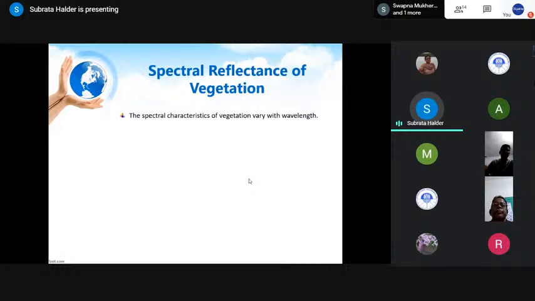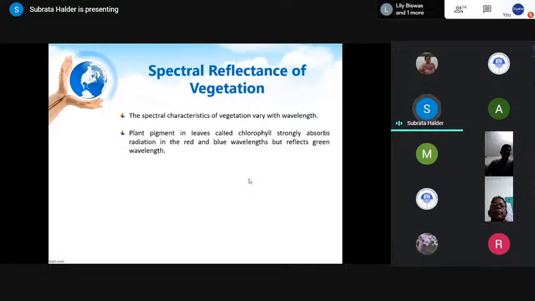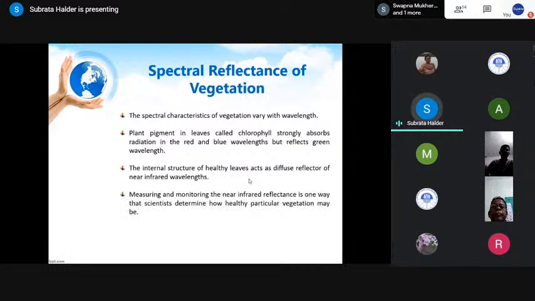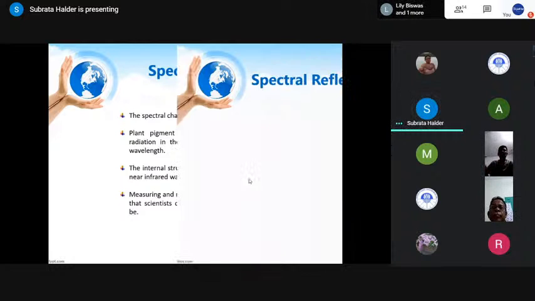Spectral reflectance of vegetation. The spectral characteristics of vegetation vary with wavelength. Plant pigment in leaves called chlorophyll strongly absorbs radiation in the red and blue wavelengths but reflects green wavelengths. The internal structure of healthy leaves acts as a diffuse reflector of near infrared wavelengths. Measuring and monitoring the near infrared reflectance is one way that scientists determine how healthy particular vegetation may be.